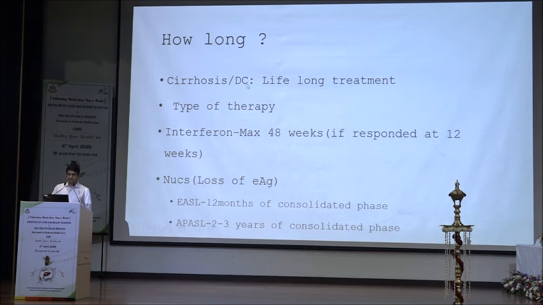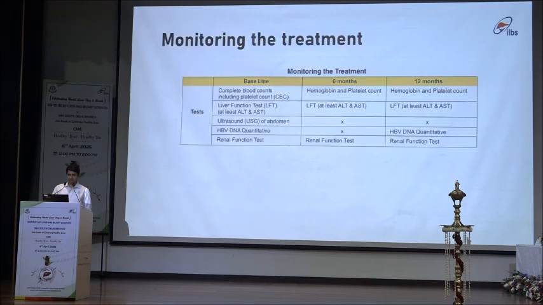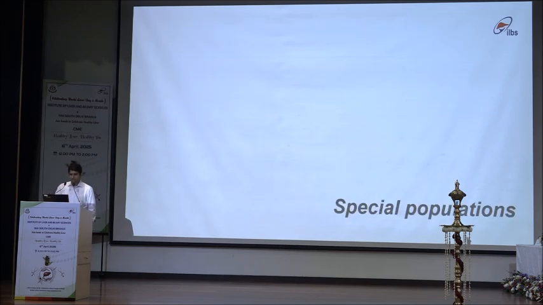So how long should we continue the treatment for hepatitis B virus? In patients with cirrhosis and decompensated cirrhosis, lifelong treatment is required. This also depends on the type of therapy. In non-cirrhotic patients with interferon, that is rarely used now, this is a definitive duration therapy, maximum up to 48 weeks. With nukes like entecavir or tenofovir, the guideline recommends at least 12 months of consolidation phase after loss of E antigen for the effective management of hepatitis B virus.